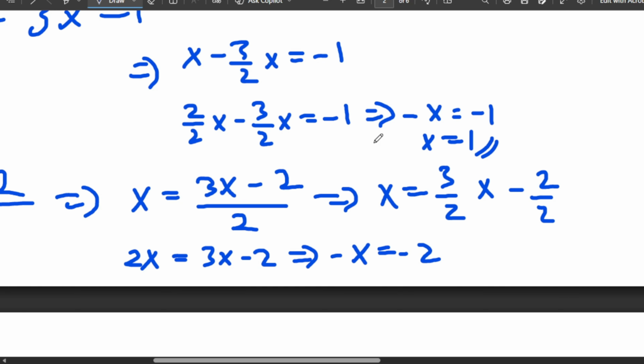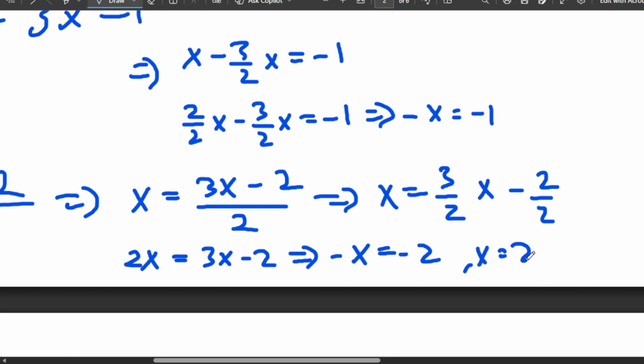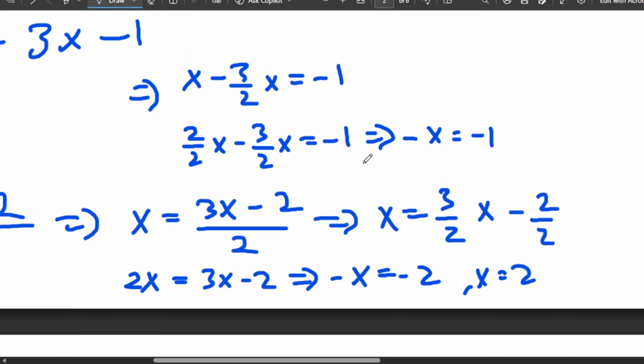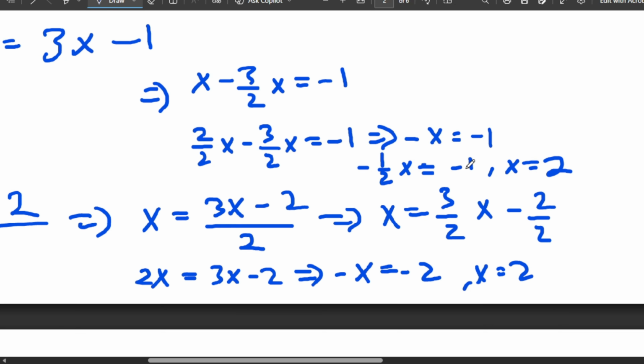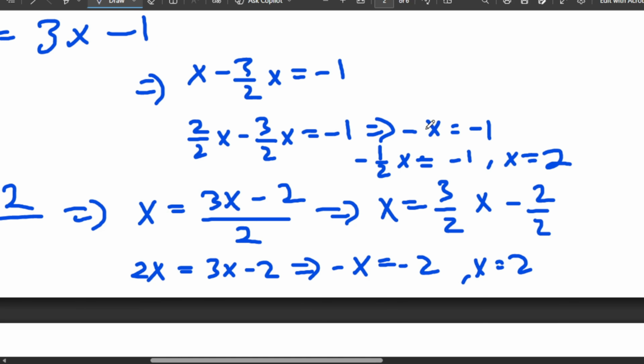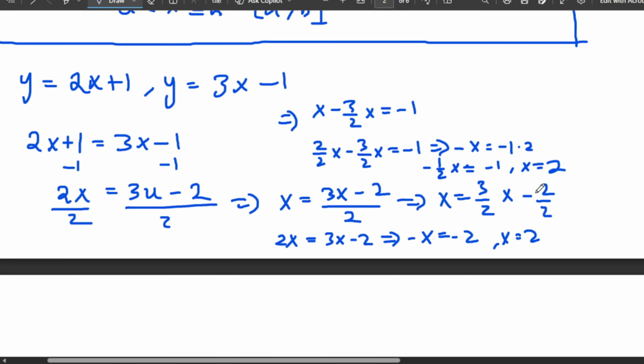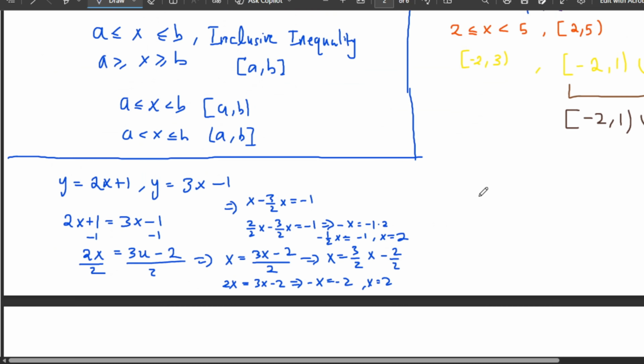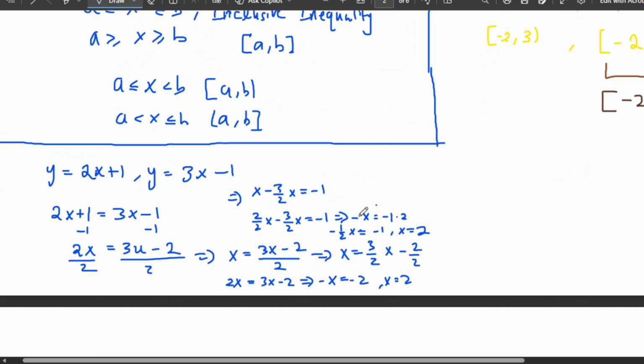Yeah, this was supposed to be... okay, I noticed the mistake. Instead of x equals 2, this is supposed to be negative 1 over 2. Then x equals negative 1, and x equals 2 here. So that's for the equations.